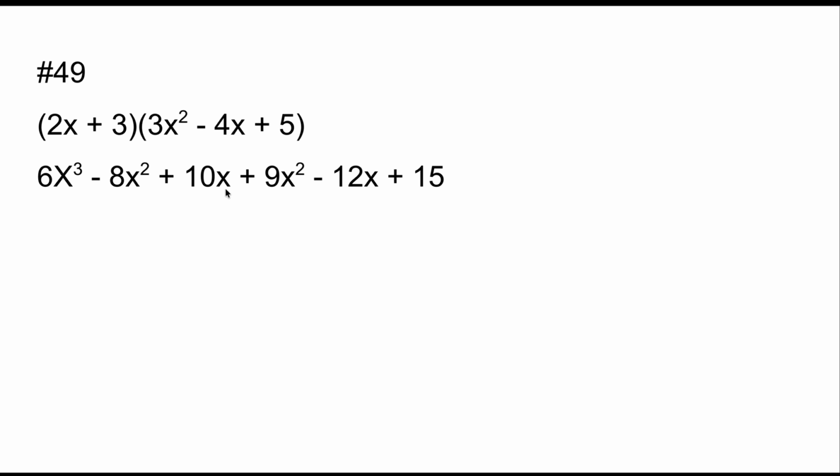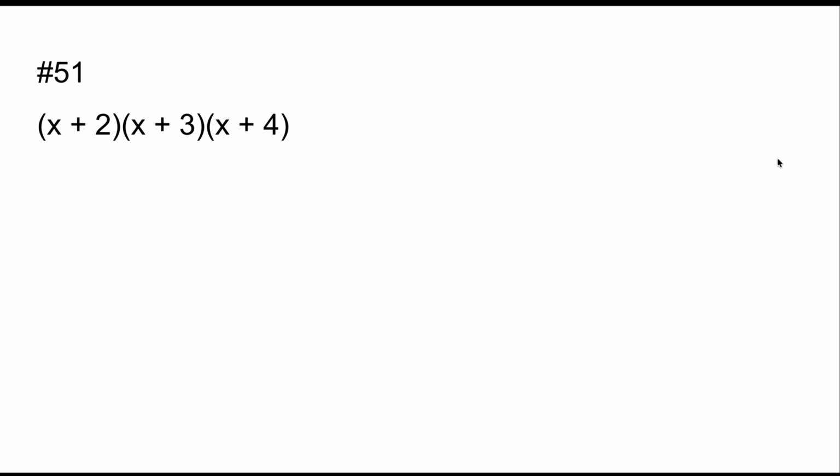Let's repeat with the 3. 3 times 3x squared, 9x squared. 3 times negative 4x is negative 12x. 3 times 5, 15. Let's combine our like terms. Negative 8x squared and 9x squared is 1x squared. 10x and negative 12x is negative 2x. So your final answer is 6x cubed plus x squared minus 2x plus 15.